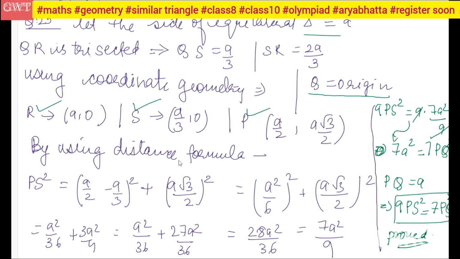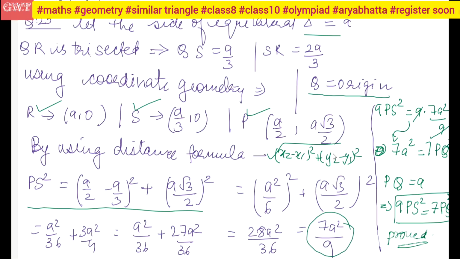Now I will use the distance formula. The distance formula is the square root of x2 minus x1 whole square plus y2 minus y1 whole square. I used this distance formula, and finally I am getting 7A square by 9. Now come to your question. They are saying that 9 PS square is equal to 7 PQ square. I have just found it. PQ is A. So finally I am getting 9 PS square is equal to 7 PQ square.